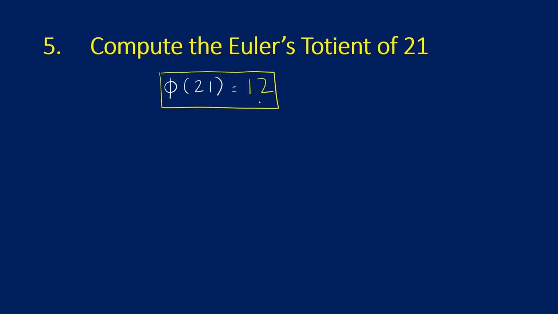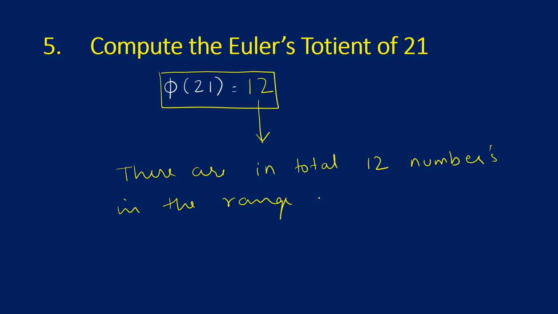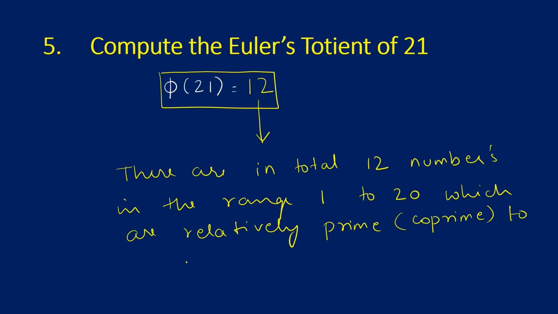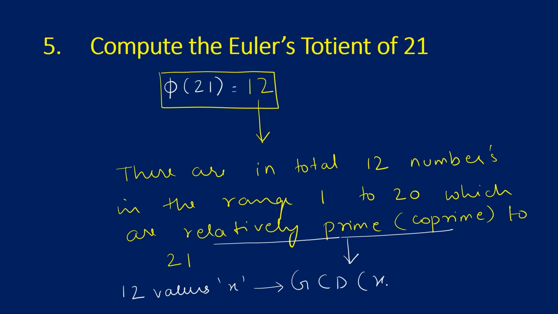And what does the answer indicate? The answer indicates that there are in total 12 numbers in the range 1 to 20 which are relatively prime, or which we also call co-prime, to 21. And what do you mean by relatively prime or co-prime numbers? That means there are a total of 12 values of x which satisfy the condition GCD of x with respect to 21 is equal to 1.